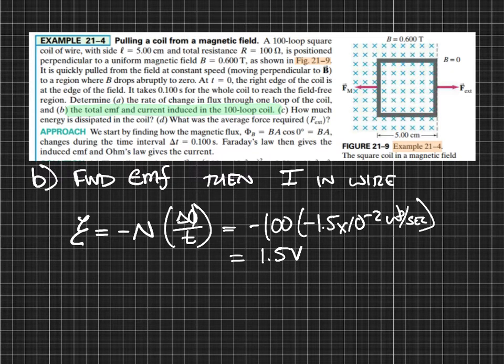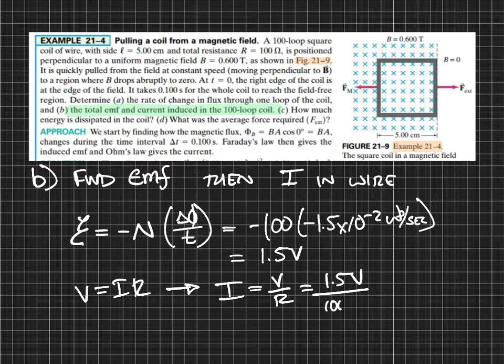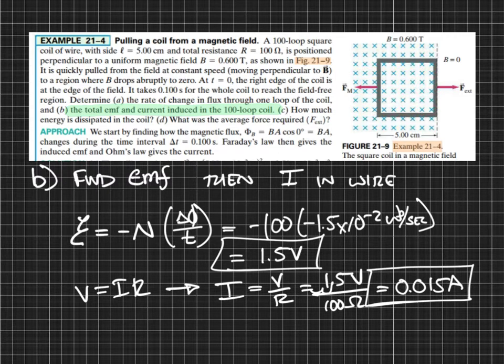And then the next thing I can do is look at my current. I can use Ohm's law, which is V equals IR. If I'm trying to solve for current, I can just move it to I equals V over R. And then I have 1.5 volts divided by a total resistance of 100 ohms within my circuit. And I should get a current of, moving this 2 places, 0.015 amps within my circuit. So there's my EMF, and there is my current that's going to be moving through.